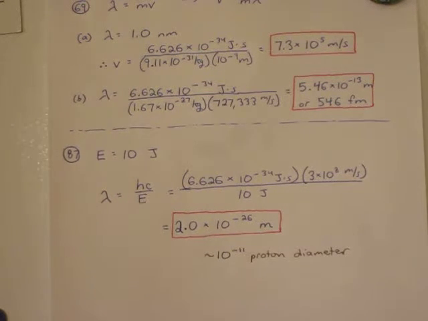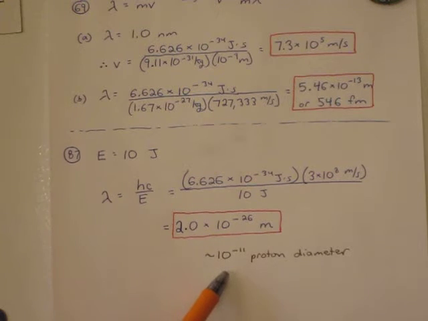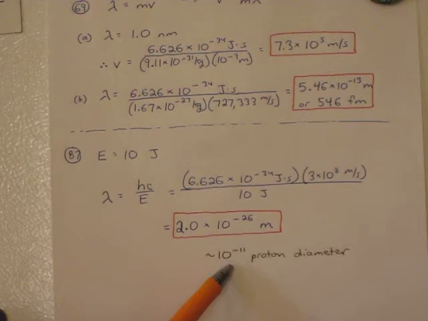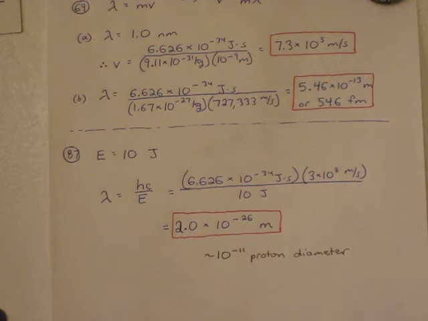We compare that with the size of a proton, which is roughly a femtometer, 10 to the negative 15, which means this is roughly 10 to the negative 11th of a proton diameter, or we could say 11 orders of magnitude smaller than a proton diameter. That's the end of the set for chapter 23.